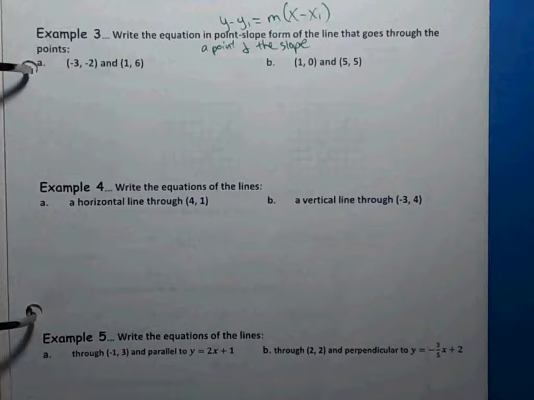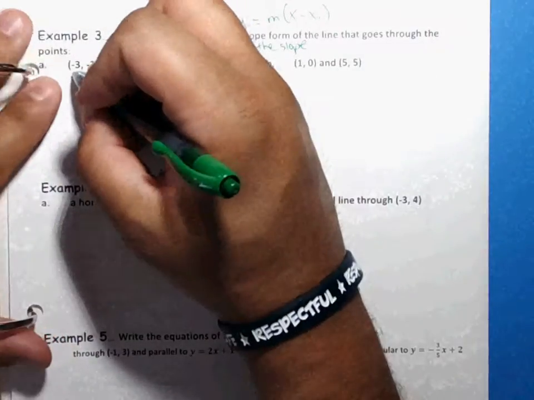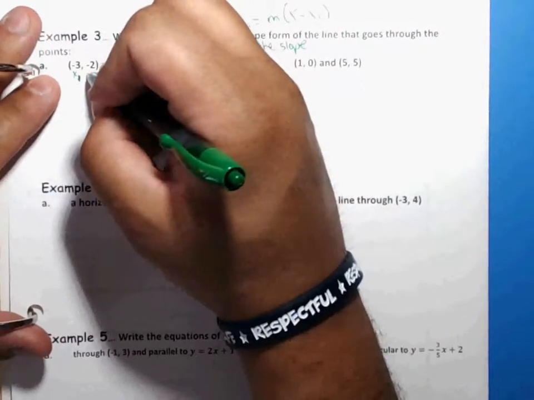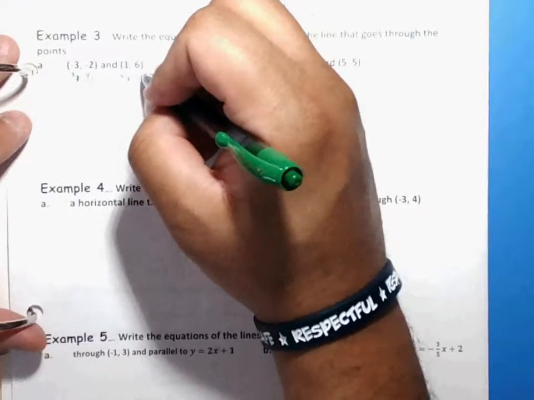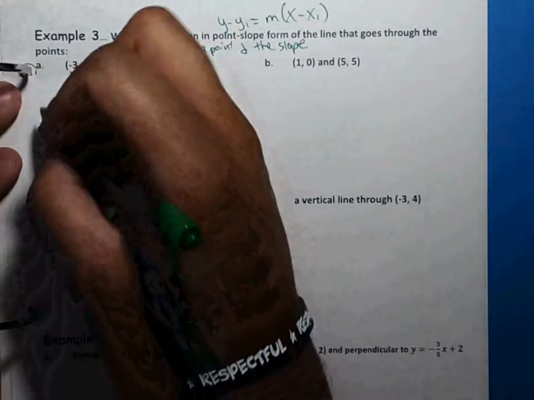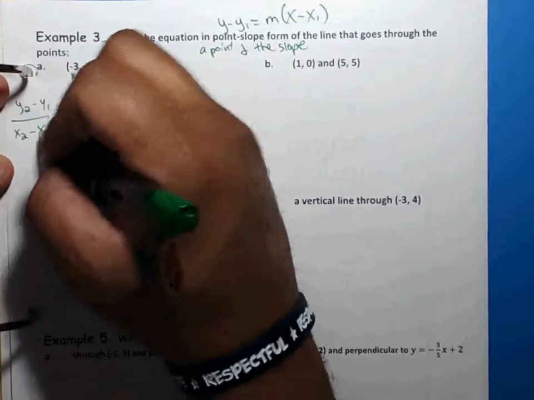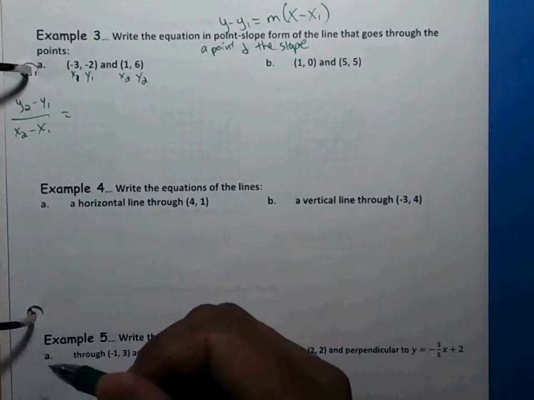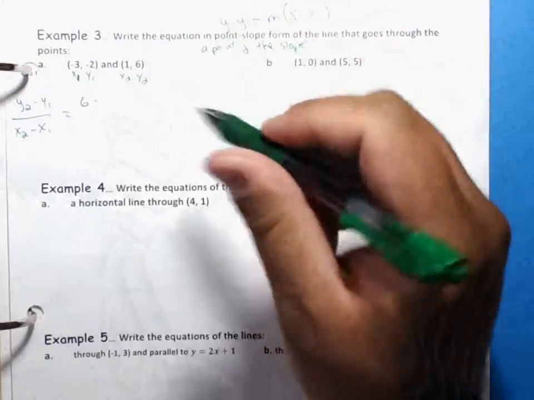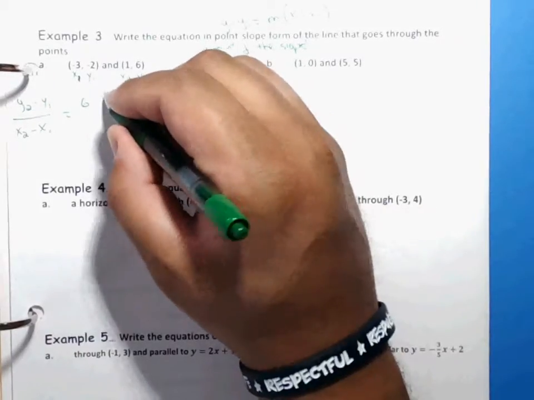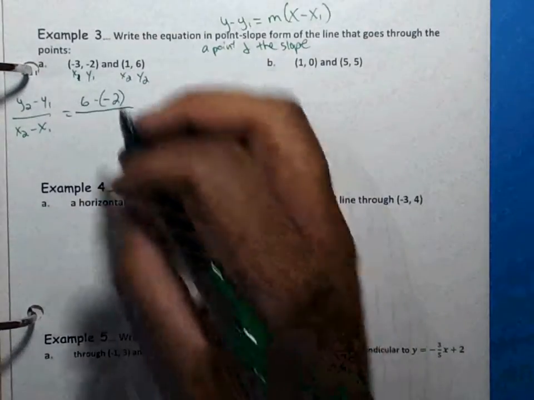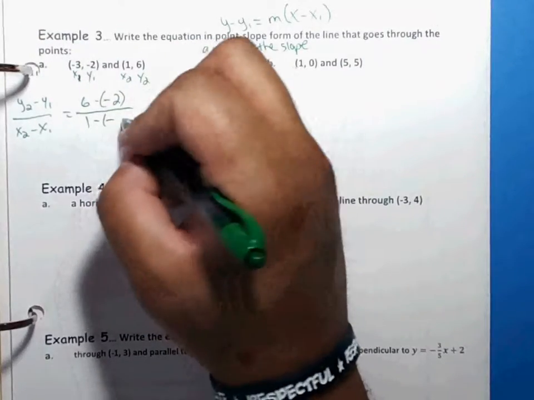So if we're going to use point-slope form, what didn't they give us? They didn't give us what? Everyone? Slope. So we have to use the slope formula to be able to find it. So I've got x1, and then y1, and then x2 and y2. And then I plug that into my formula, which is y2 minus y1 over x2 minus x1. y2 is 6 minus y1, which is a negative 2. x2 is 1 minus a negative 3.